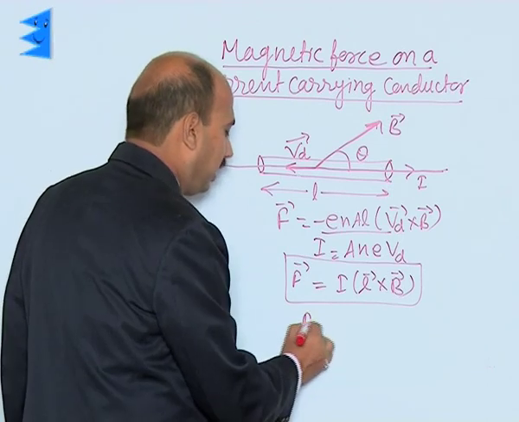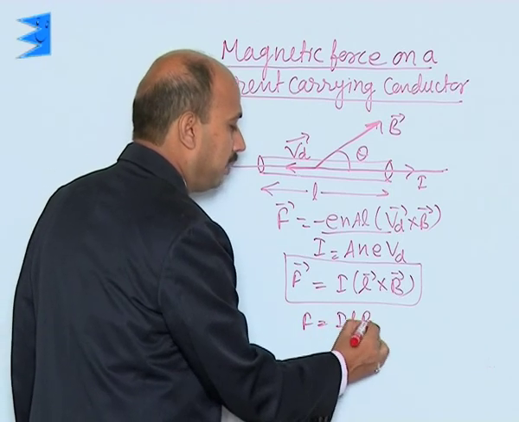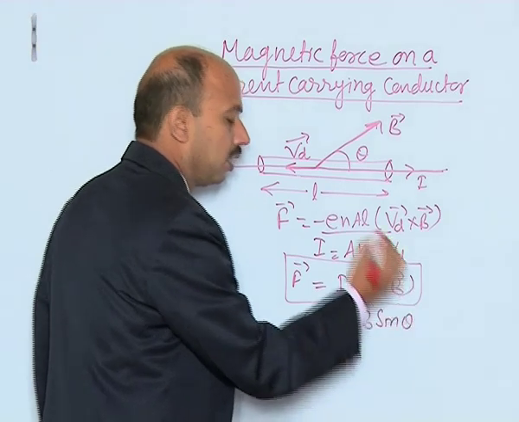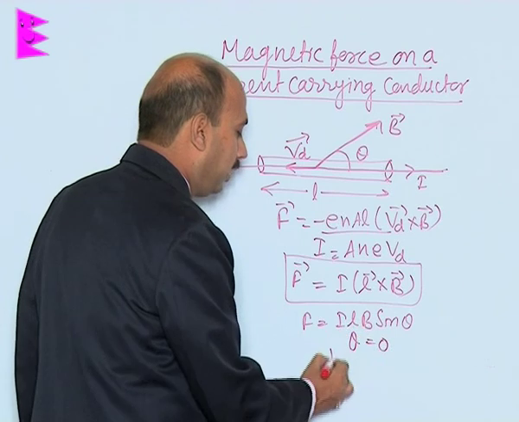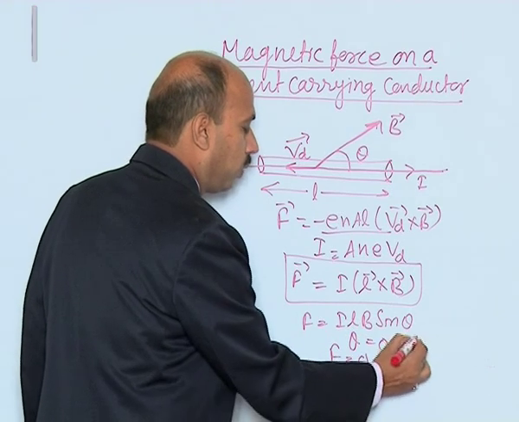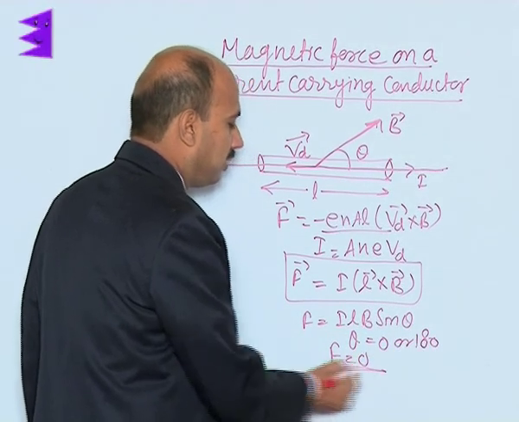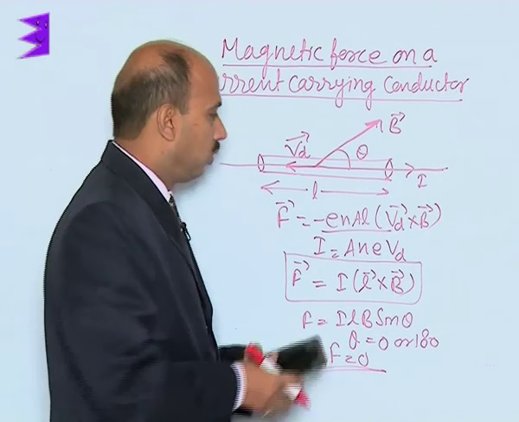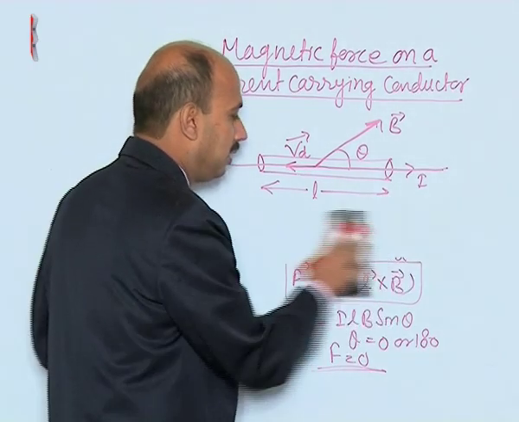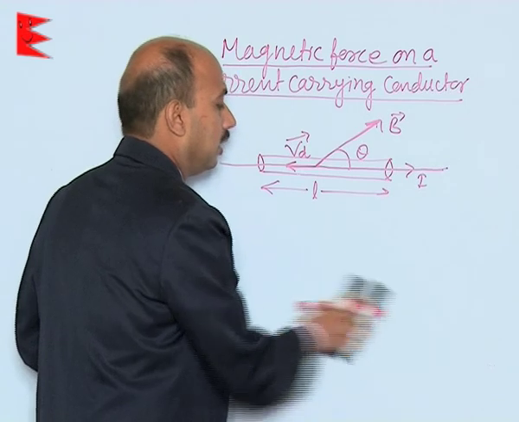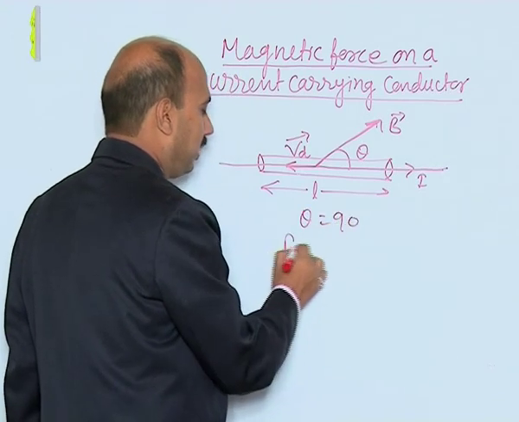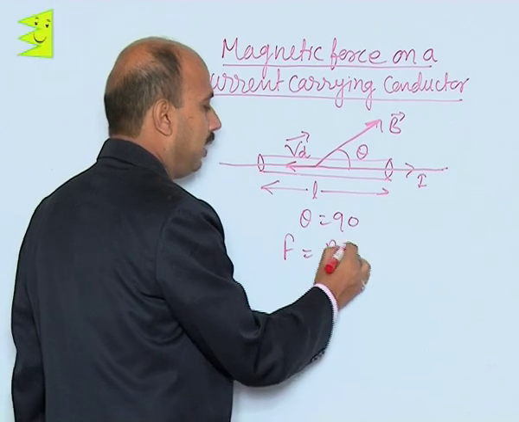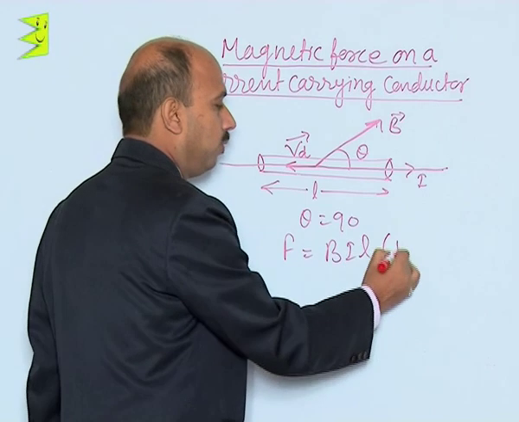We can also write F is equal to I L B sin theta. So, if you take theta equal to 0 or 180 degrees, then you will get force equal to 0. In both cases the magnetic force is 0. But if you take theta equal to 90 degrees, you will get F is equal to BIL, this is the maximum force.